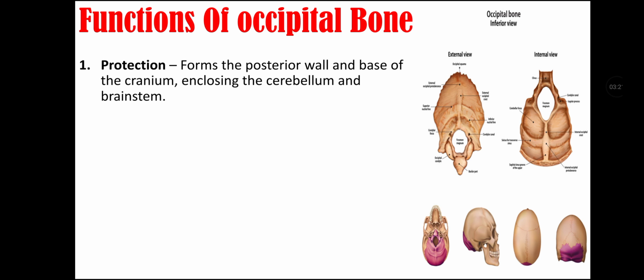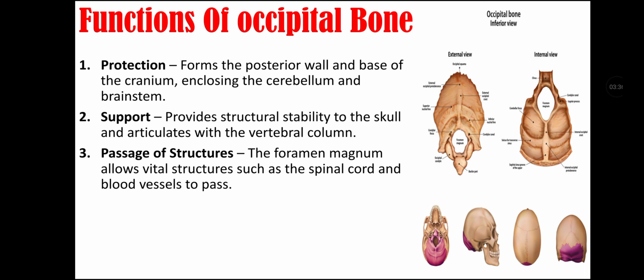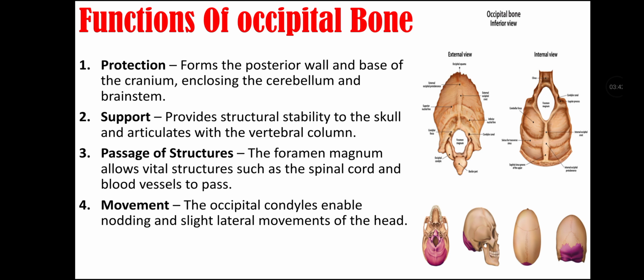Functions of the occipital bone. First function is protection. It forms the posterior wall and base of the cranium, enclosing the cerebellum and brainstem. Second function is support. It provides structural stability to the skull and articulates with the vertebral column. Third function is passage of structures. The foramen magnum allows vital structures such as the spinal cord and blood vessels to pass.